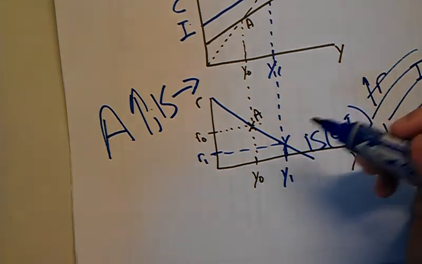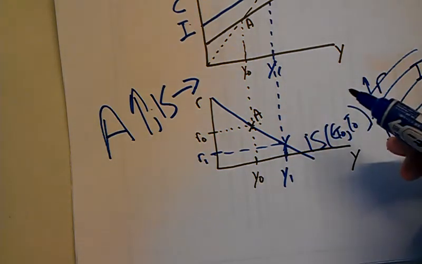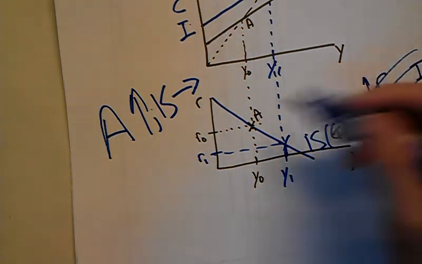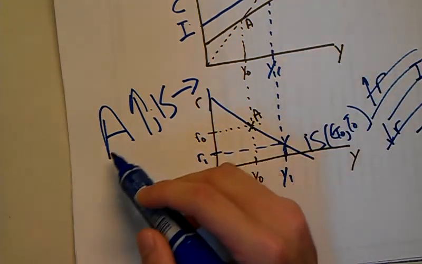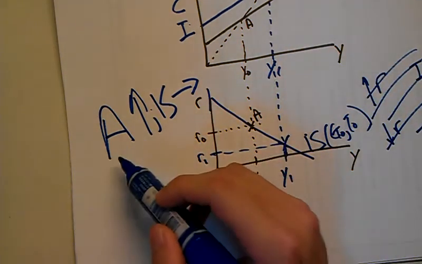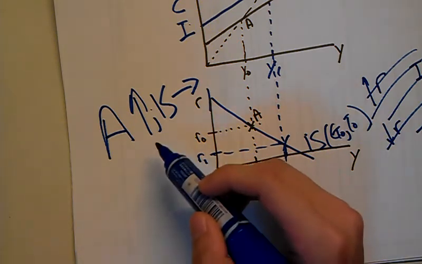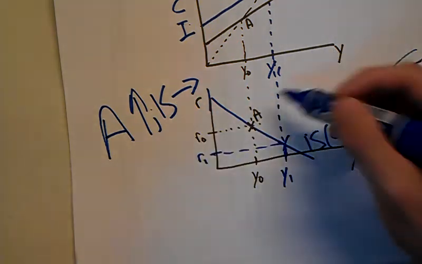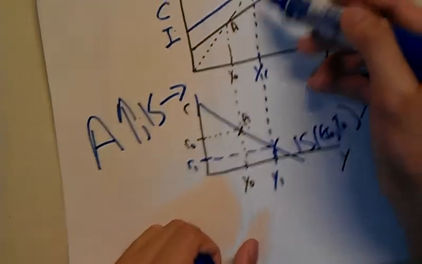There's this thing called the multiplier. We'll go into the multiplier another day. So for now, just remember that when there is an increase in autonomous consumption, autonomous expenditure, IS will shift right. Let's try that.